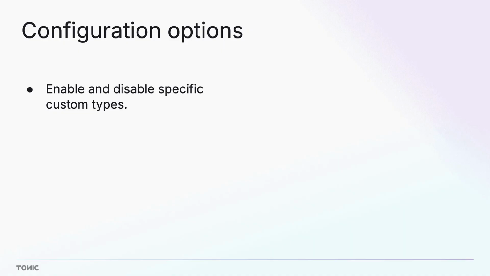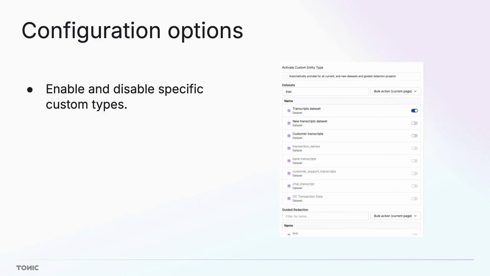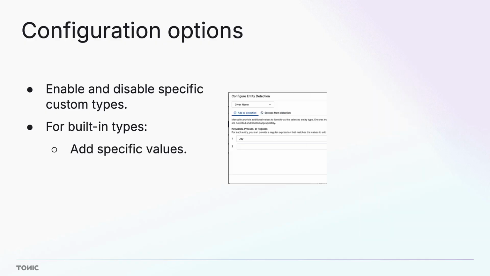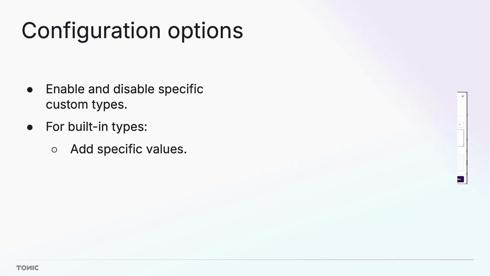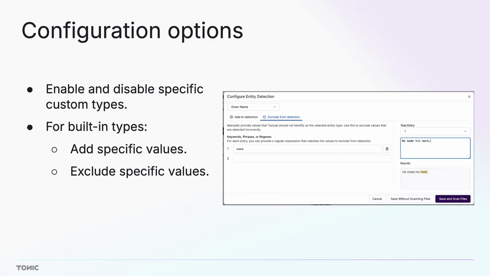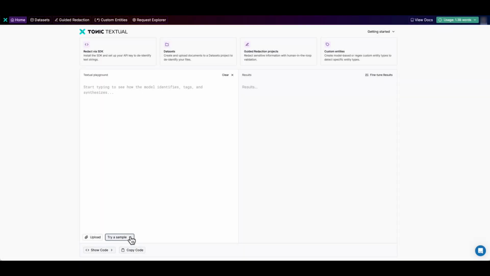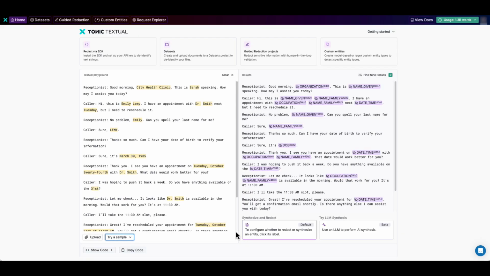Within a dataset or a guided redaction project, to fine-tune the scan results, you can enable and disable specific custom entity types. For built-in types, you can add other values for Textual to look for and exclude values that it identifies incorrectly. To preview Textual entity detection and replacement, on the home page, add some text or upload a file.